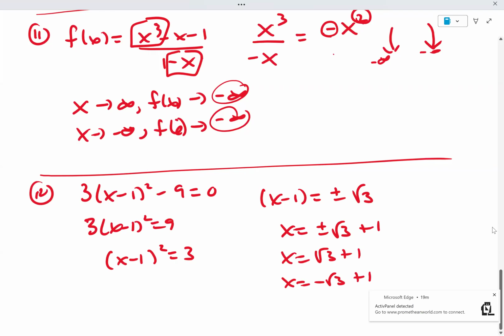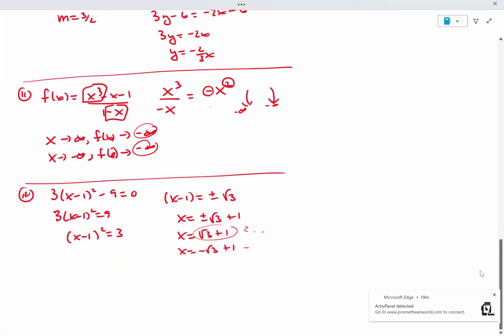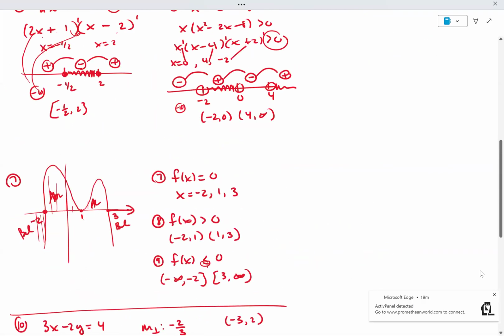And keep in mind that √3 is over 1, getting closer to 2, because √4 is 2. So this is like over 2 and some change. And this is actually at some negative 0.7 something, probably in some change. And that concludes the solutions to assignment 13.